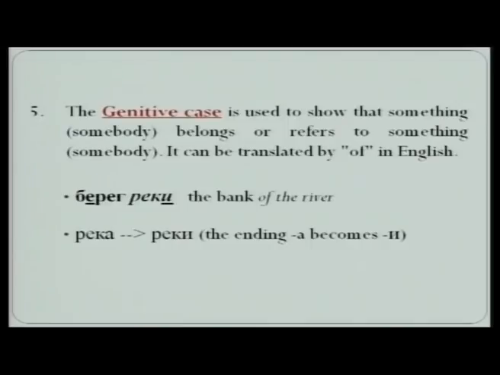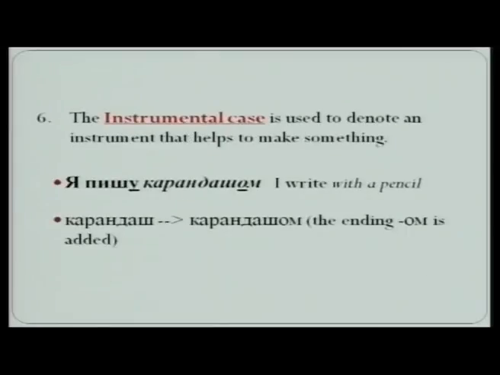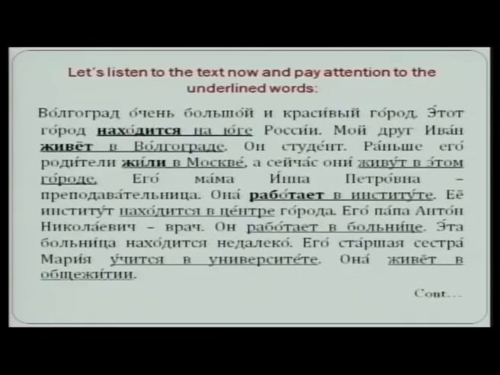The next one is genitive case or rajichilny падеж. It is used to show that something belongs or refers to something. It can be translated by the use of in English as we use. And the last one is the instrumental case or the tvorichilny падеж as is called in Russian. It is used to denote an instrument that helps to make something. And with the help of examples, we have understood a little about these cases. Let's now understand about these cases and their usage one by one.